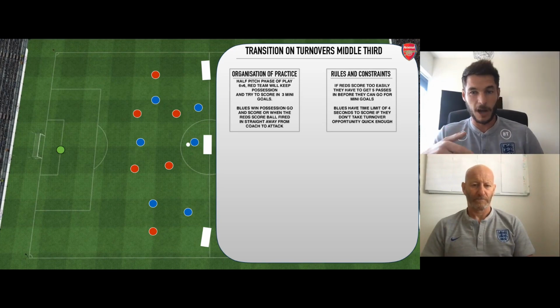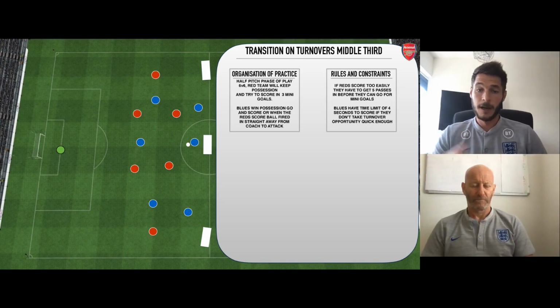If the Reds are starting to score too easily, they have to get 5 passes in before they can go and score into the mini goals. So if the game is just going too easy, we're going to put that restriction in. Same thing with the Blues.